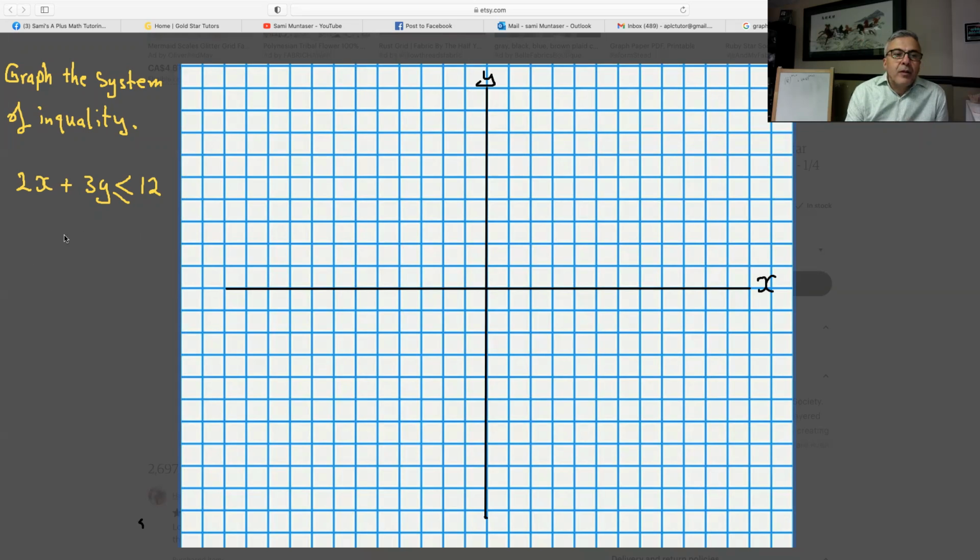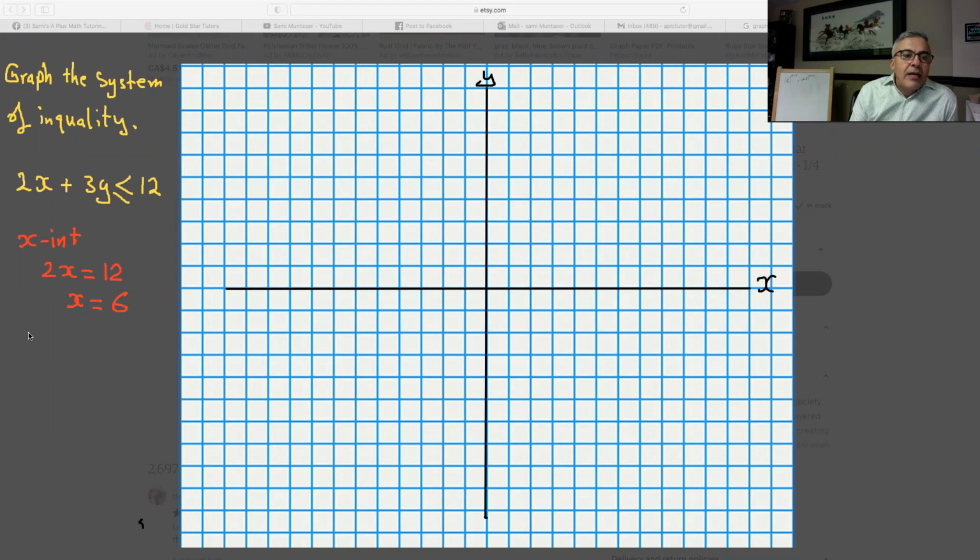Again, if you're solving for the x-intercept, just ignore the 3y and just go 2x equals 12. Ignore the inequality sign for now because we're just trying to graph. We're not going to do any shading yet. And therefore, x equals 6.